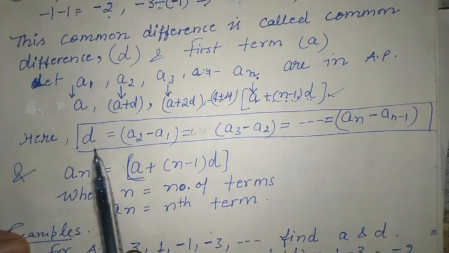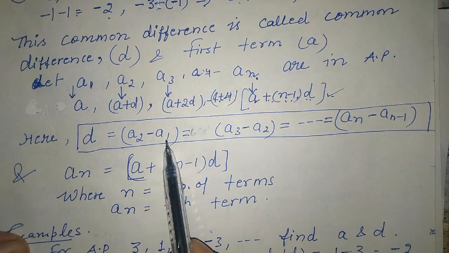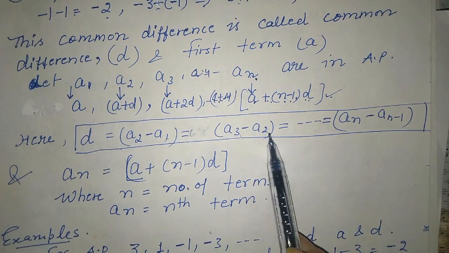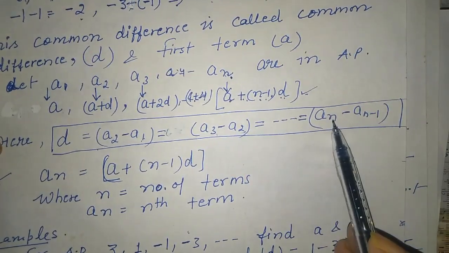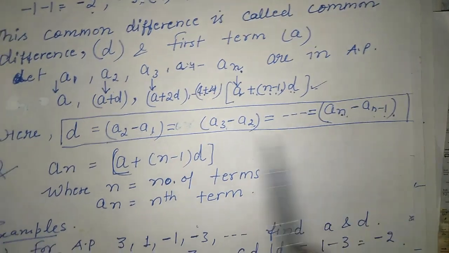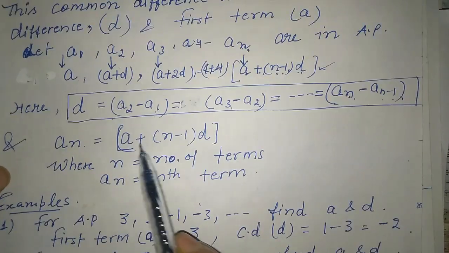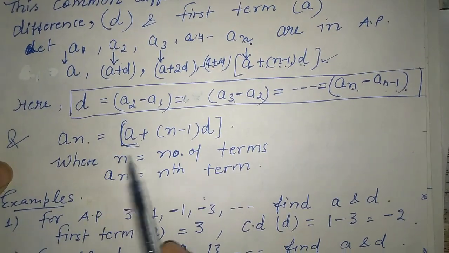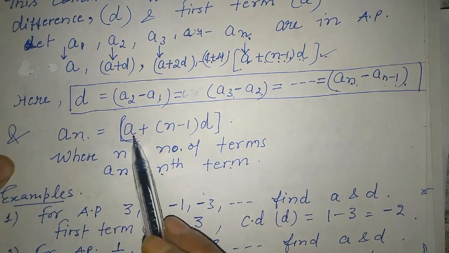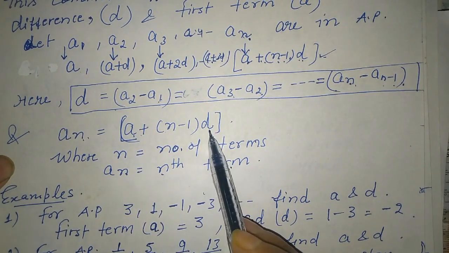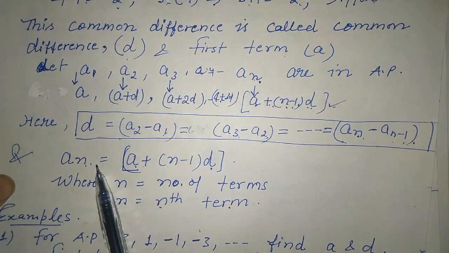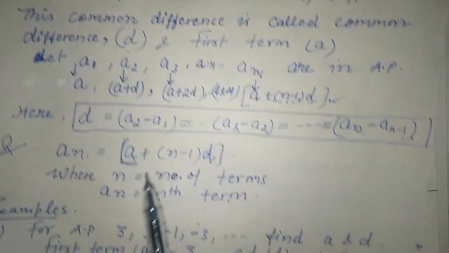Here we also have D is equal to A2 minus A1, second term minus first term. Similarly, third term minus second term, and so on till the last term and the second last term, AN minus 1. The formula we get is AN is equal to A plus N minus 1 into D, where N is the number of terms, AN is the nth term, A is the first term, and D is the common difference we already discussed. Now let us see some examples.